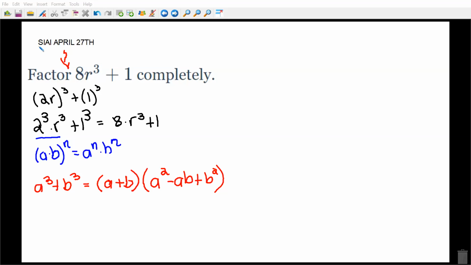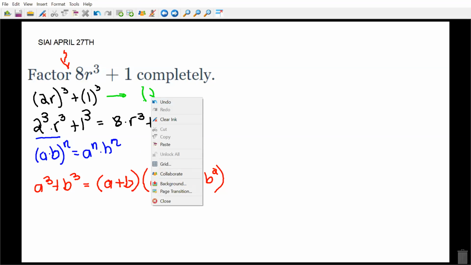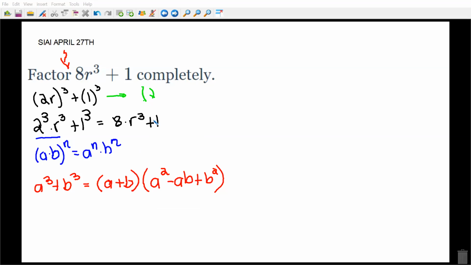Now let's check if the answers you have are correct. Now, I have this exercise and I'm going to be using this formula. So I'm going to say, this is 2R plus 1 times the first one squared. So that's going to be 4R squared.